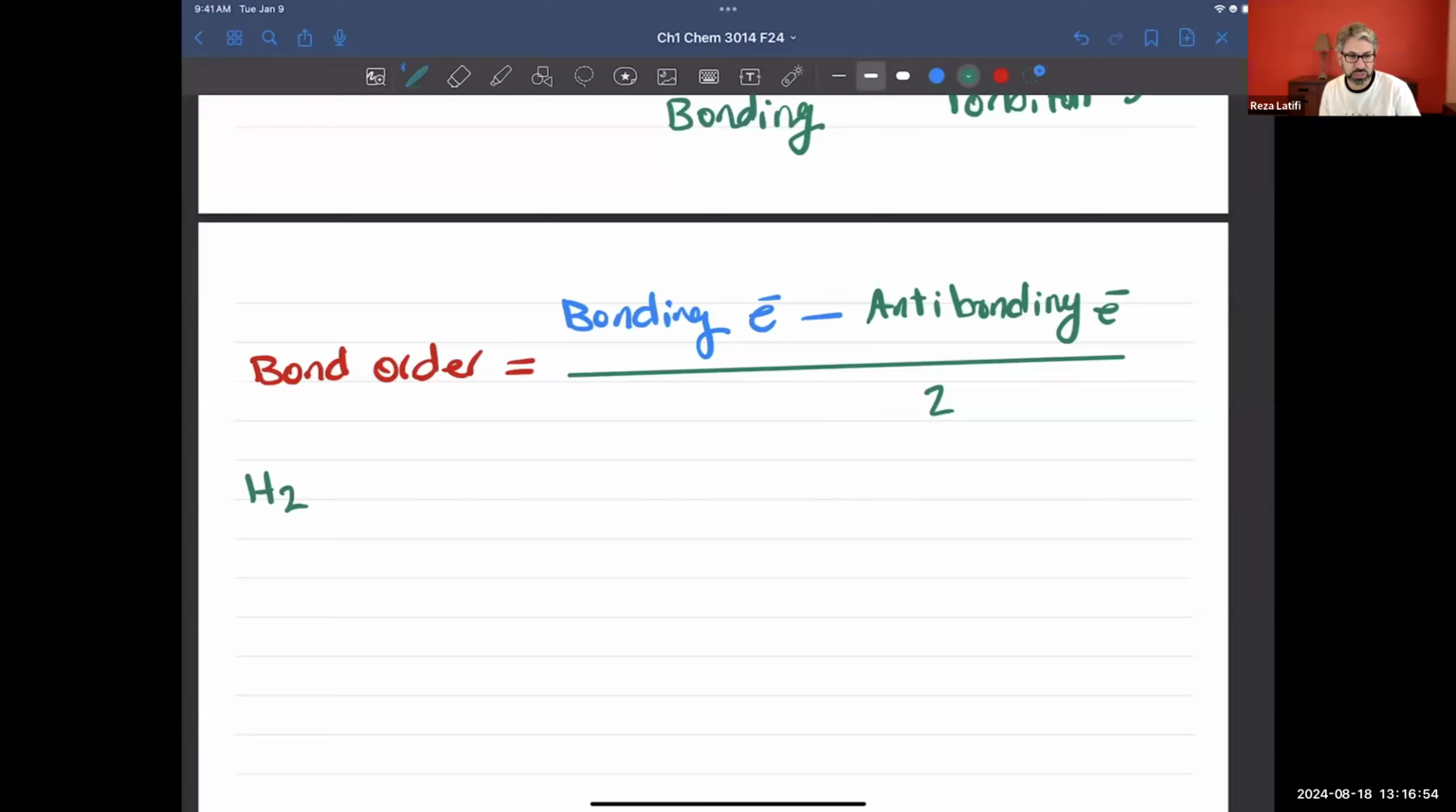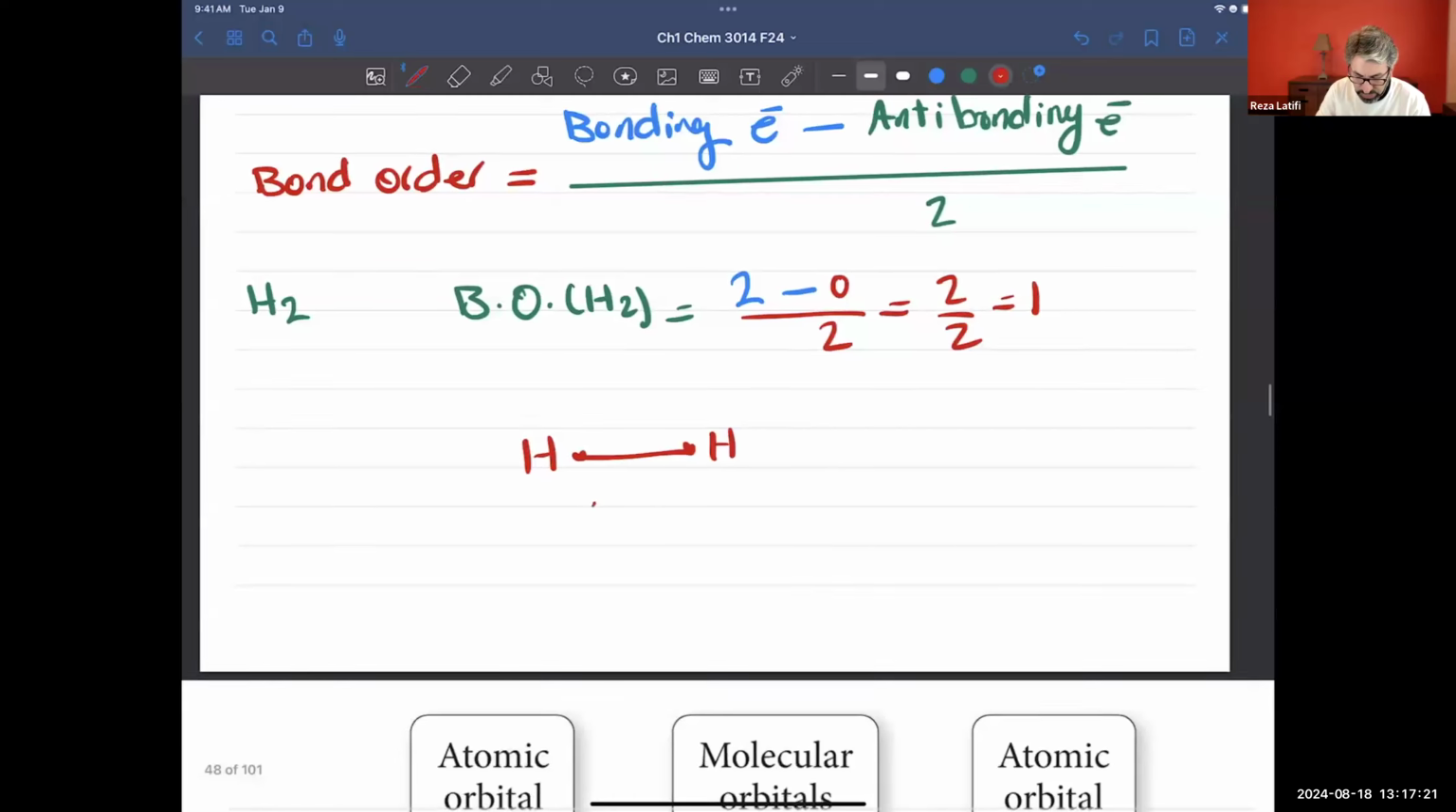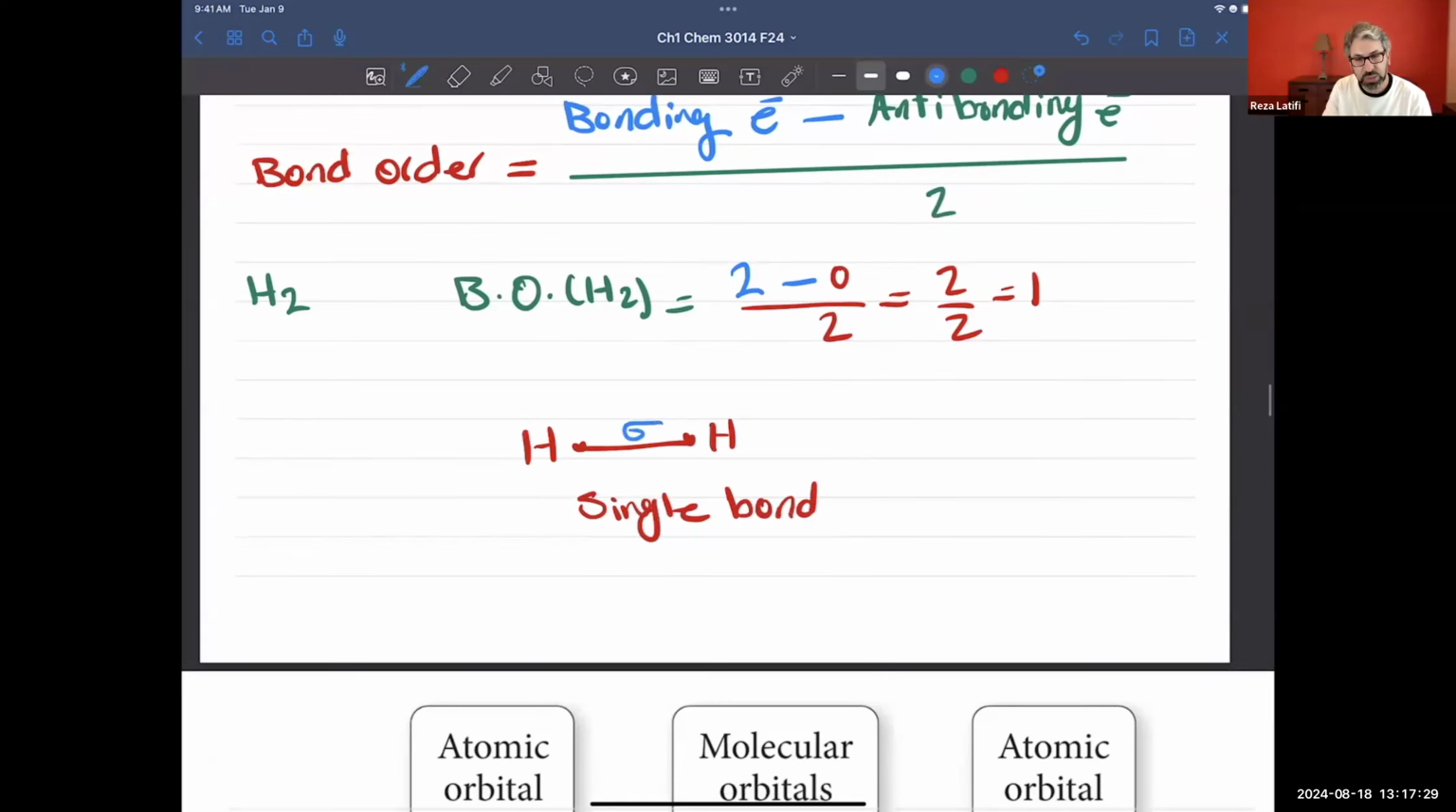The bond order for the H2 molecule is equal to: how many bonding electrons do I have? I have 2 of them. How many anti-bonding? 0. Divide by 2, that's 2 divided by 2, which is 1. That means hydrogen is attached to another hydrogen through a single bond, and a single bond will always be a sigma bond.